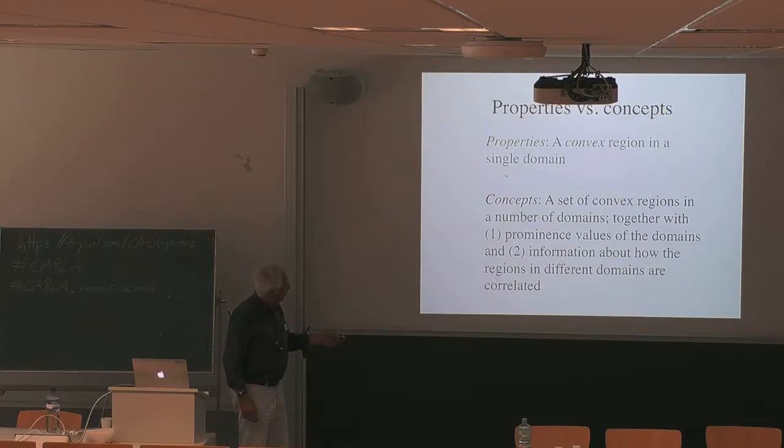So I want to define an object concept basically as a set of convex regions in a number of domains, and then some information about which domains are the more central ones. Some of them are not so important for identifying the concept. Some are more important. I'm not really an essentialist, but it's something like an essence idea of a concept. And then we also have information about how the regions in different domains are correlated.